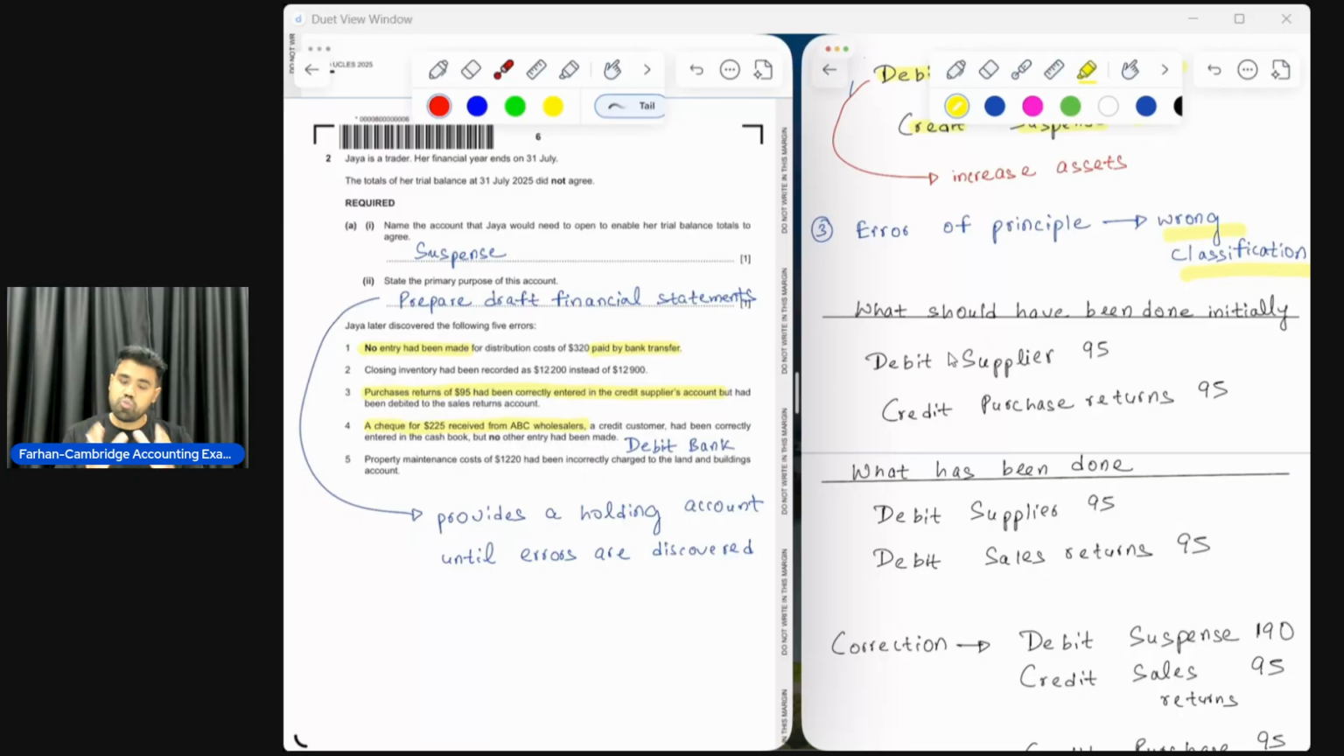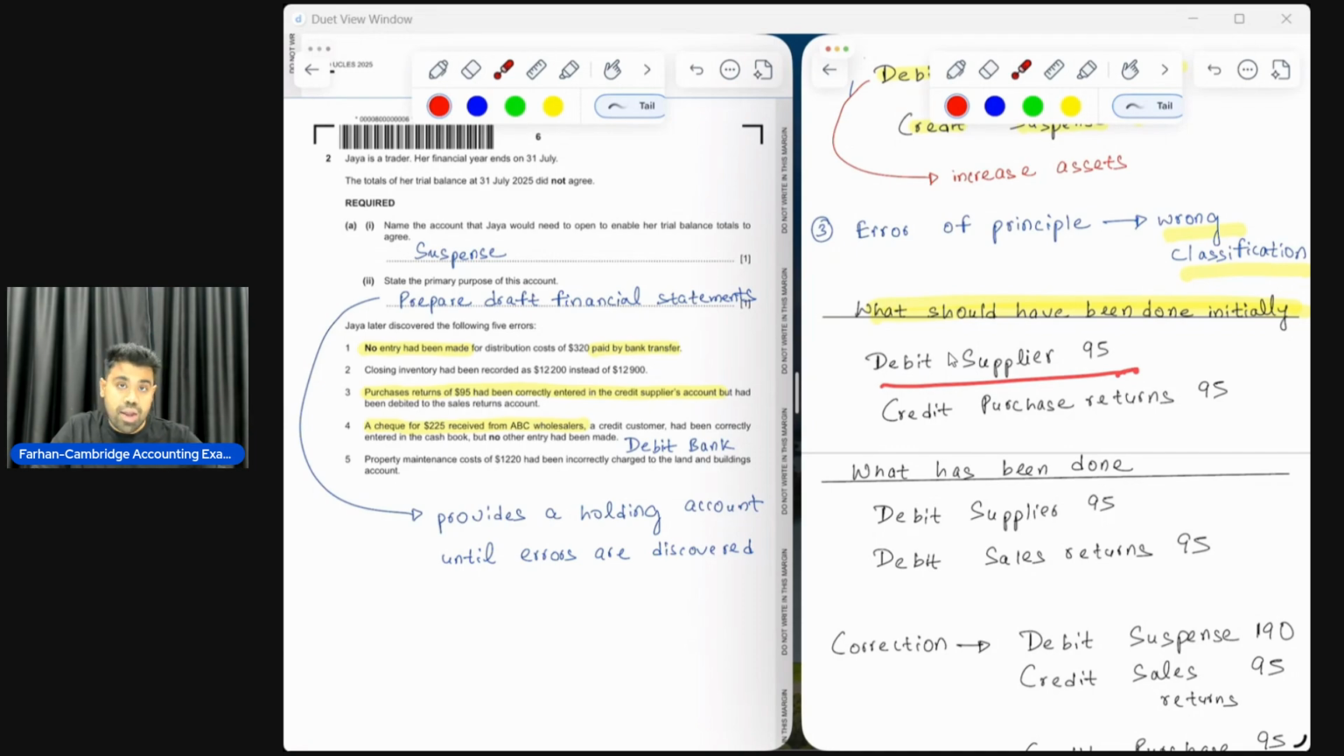For us to fix this, we want to first know what should have been done initially based on the first sentence that is given here. Purchase returns of $95 had been correctly entered in the credit supplier's account. If we were to go through this first half of this statement, we can understand that the initial record that would be the correct way to do it would be to debit the supplier account by $95 because our obligation, our liability with our credit supplier is decreasing. And when our liabilities decrease, we debit it.